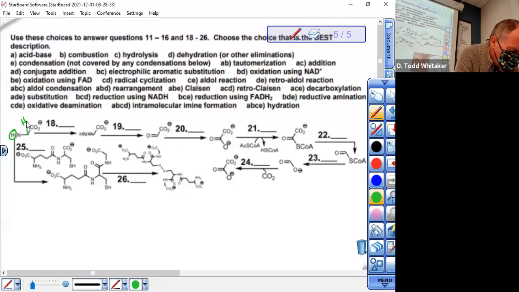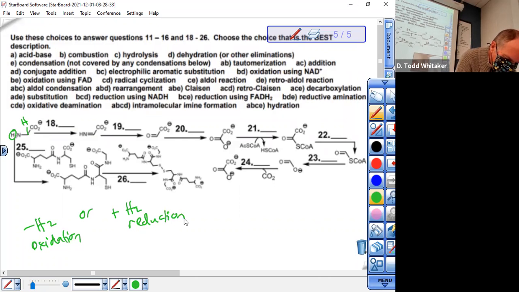And the only question here is, whenever you lose H2 or gain H2, losing H2 is oxidation. This is reduction. So if that's the change in your molecule, where you either lose H2 or gain H2, we're talking oxidation or reduction. Now, I'm probably going to be flexible on this because an imine is only slightly polar. It's kind of borderline.